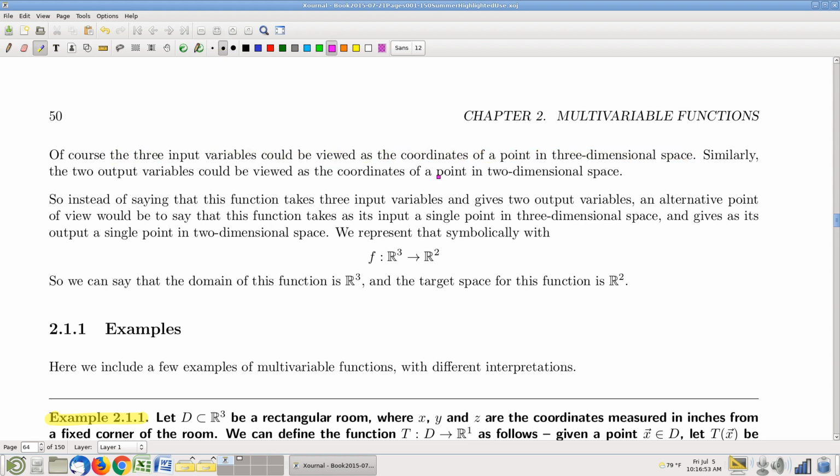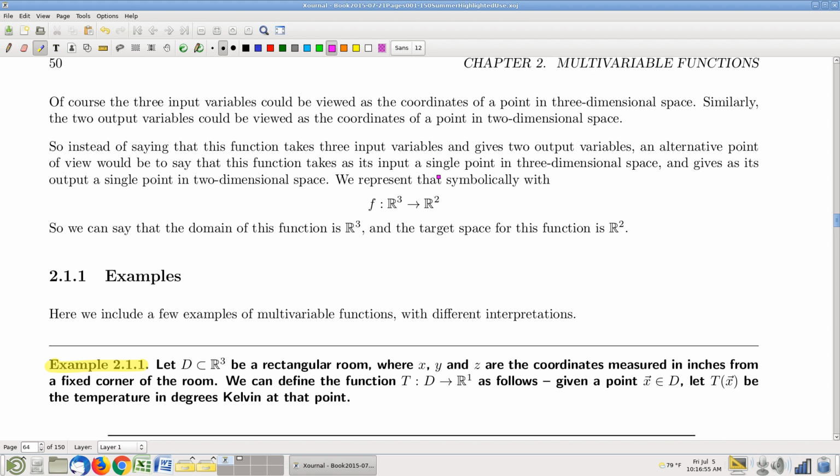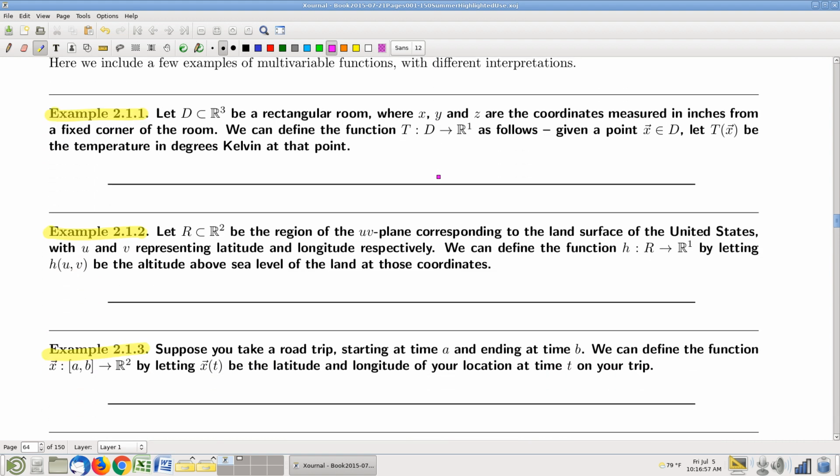How do these have anything to do with anything? Do these relate to the real world? There's a bunch of examples of multivariable functions that are extremely natural, relatable things. I'm going to let y'all read most of these, but I'm going to talk about the first one.